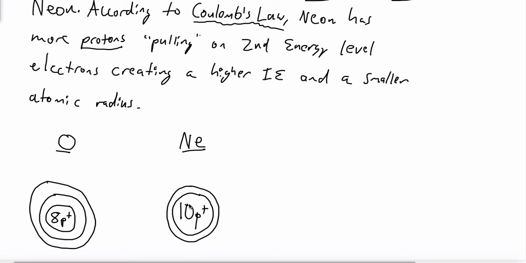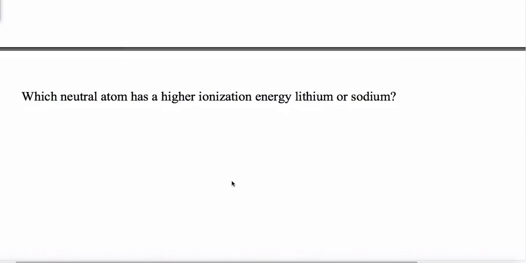Okay. With this distance here, that being the atomic radius. Atomic radius really being a side effect of that pull. Now remember, we can think about ionization energy as being like gravity. Neon is just a larger planet pulling on those electrons. Okay, let's go through and do this one.